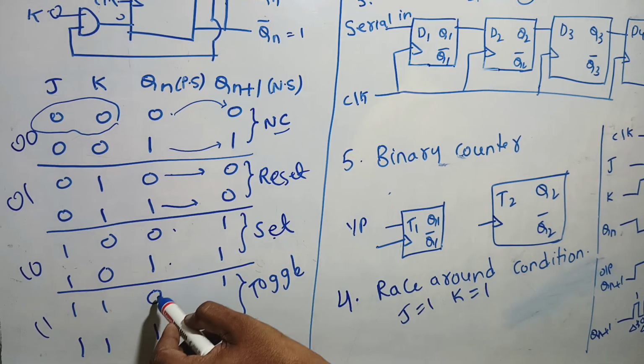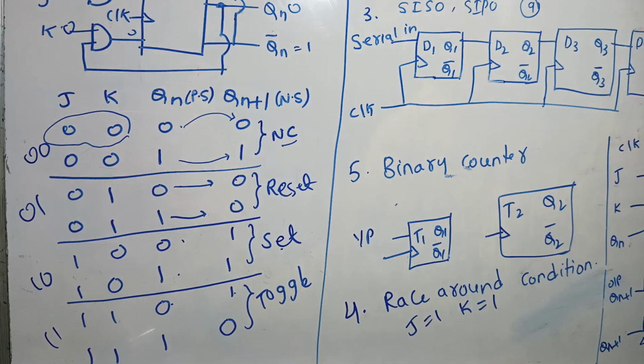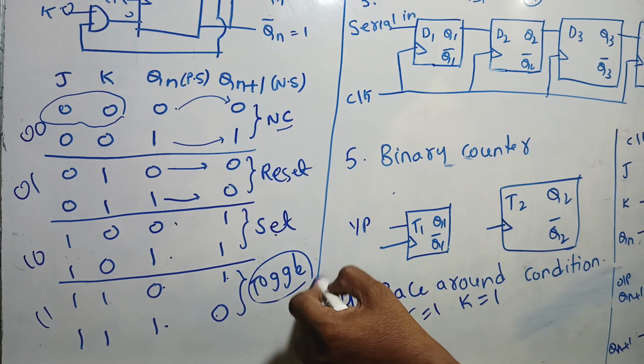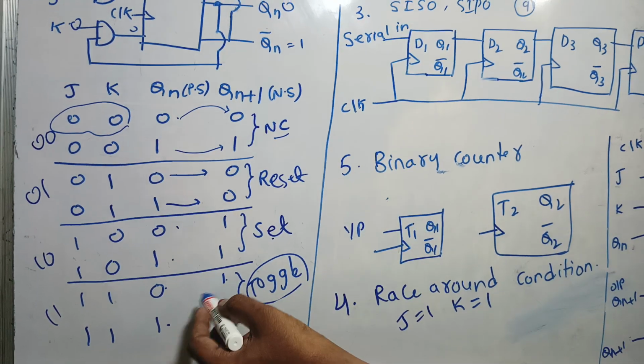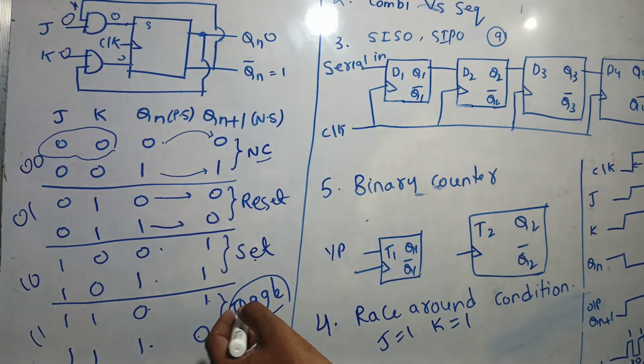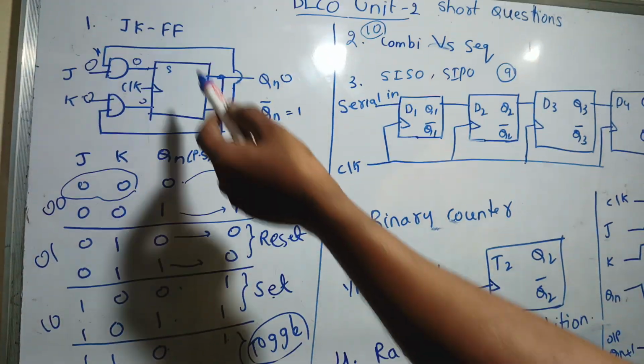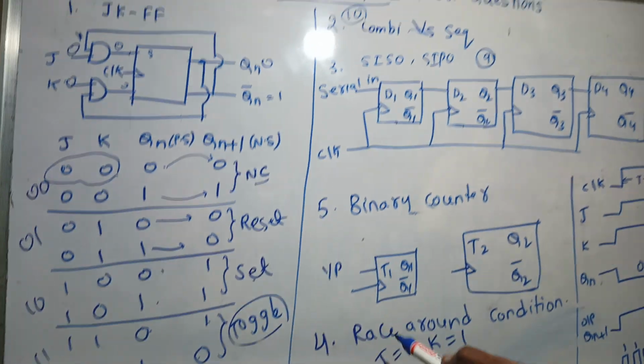Similarly 1 1, prime state 0, next state is 1, and 1 1, prime state is 1, next state is 0. This is toggle state. Toggle means shifting, changing from 0 to 1 and 1 to 0. This is toggle state. Here the same continuation I want to explain in the fourth question.